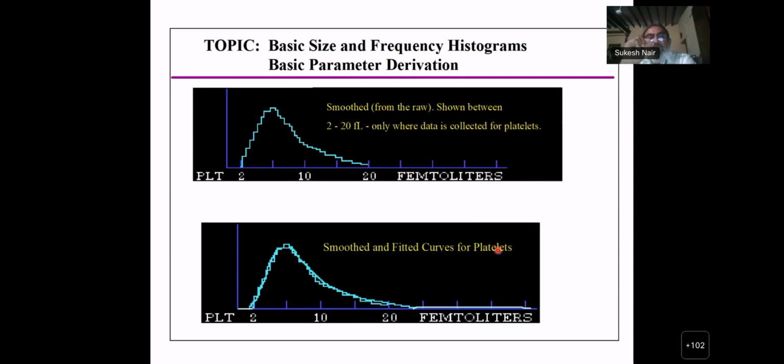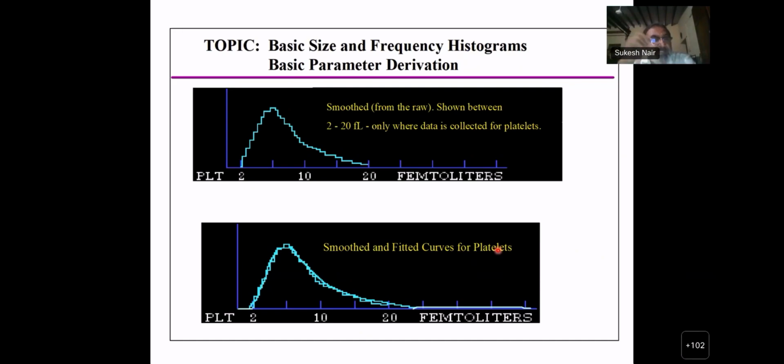It goes to 20. Then what it does is, because we know that there is physiological anisocytosis, there are some platelets which could be larger. It fits another curve and takes it beyond the measurement threshold to see whether it can accommodate those large platelets. And the area under the curve is the platelet count.